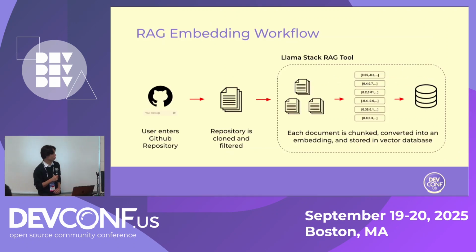And so to go over the workflow of how this application runs, a user first enters a GitHub repository, and then the repository is cloned and filtered, and then each document is chunked, embedded into this vector representation that we were talking about before, and embedded into the vector database. And so Llamastack does all this for us, connecting, registering, and talking with our database, no matter what database provider you're using, through the Llamastack RAG tool.